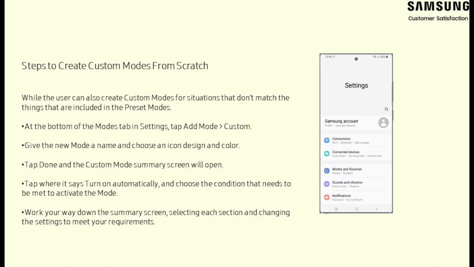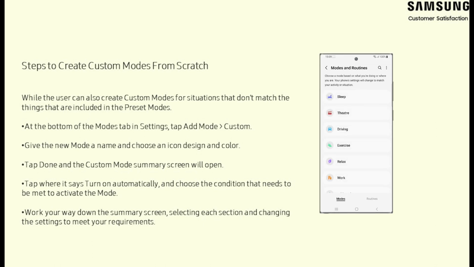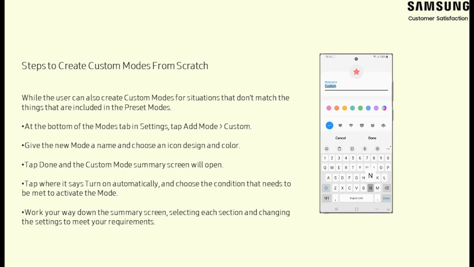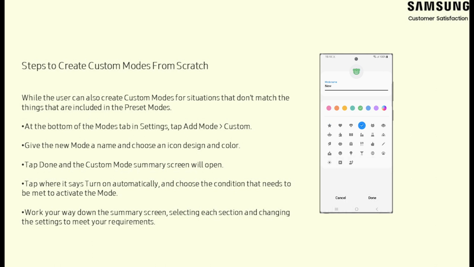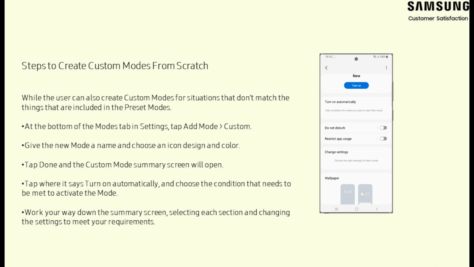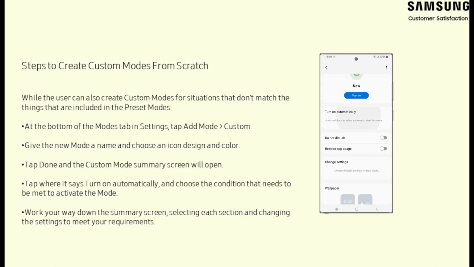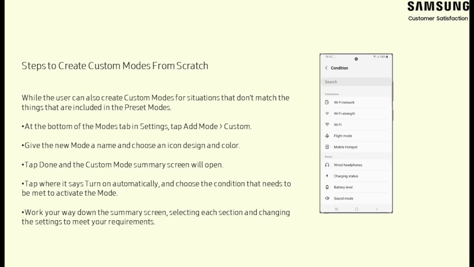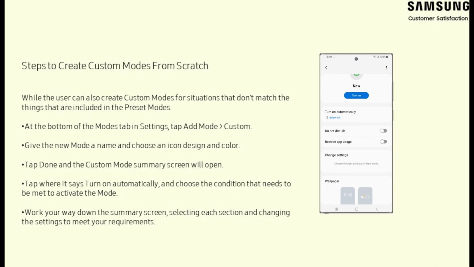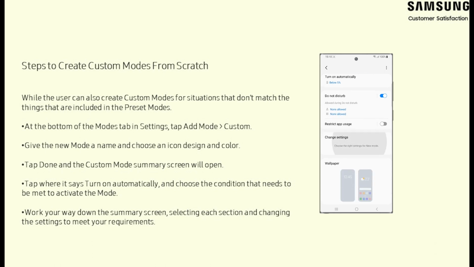You can also create custom modes for situations that don't match the ones included in the preset modes. At the bottom of the Modes tab in Settings, tap Add Mode, then Custom. Give the new mode a name and choose an icon design and color. Tap Done and the Custom Mode summary screen will open. Tap where it says Turn On Automatically and choose the condition that needs to be met to activate the mode. Work your way down the summary screen, selecting each section and changing the settings to meet your requirements.